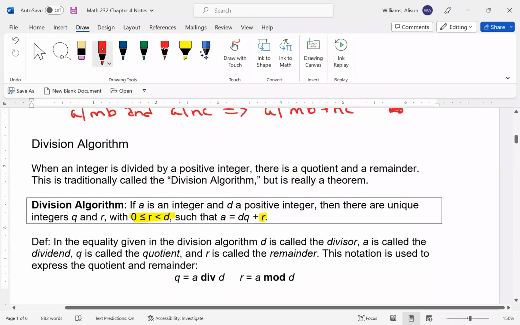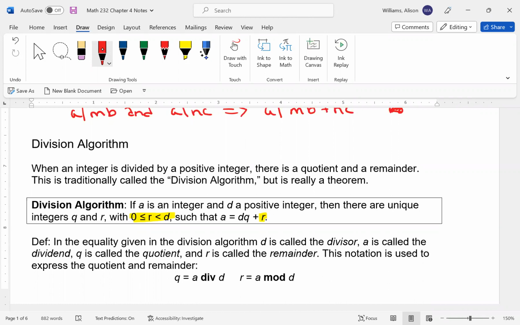And here is the big definition that we're going to kind of build off of, in particular, the second notation. So in the equality given by the division algorithm, D is called the divisor, A is called the dividend, Q is called the quotient, R is called the remainder. This notation is used to express the quotient and the remainder. So Q, the quotient, can be written as A div D, and then the remainder R can be written as A mod D. All right, it's the second notation that we're going to really build on, the modular notation.